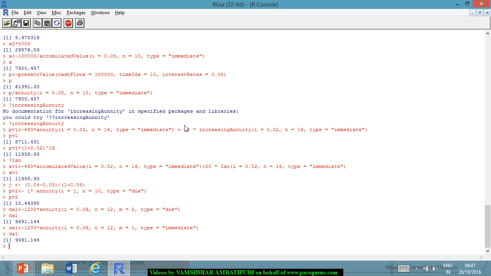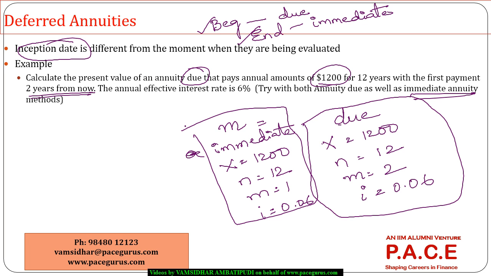So conceptually I need to have clarity on how I can handle this, because there are multiple ways of solving the problem. All we need to be comfortable with is coming out with the proper timing for the whole thing, right? So that's how we are handling the deferred annuities problem.